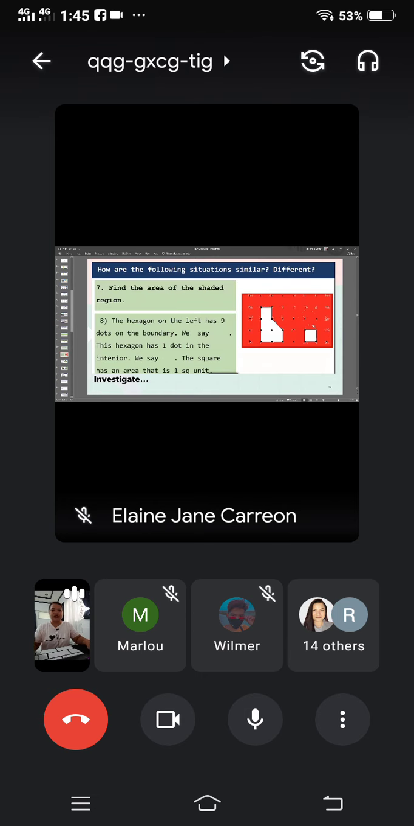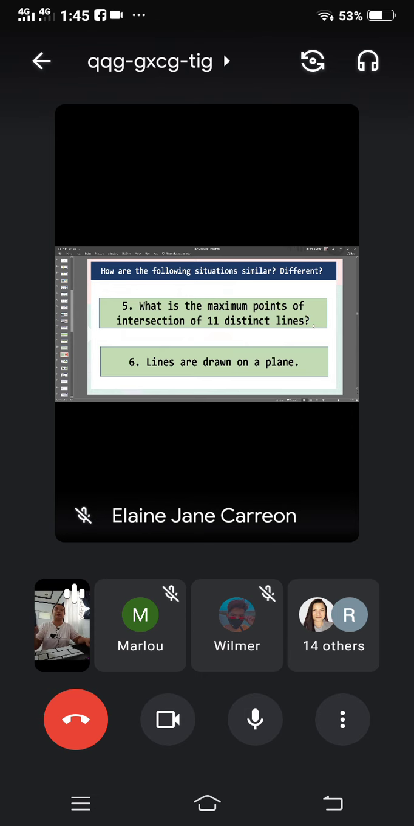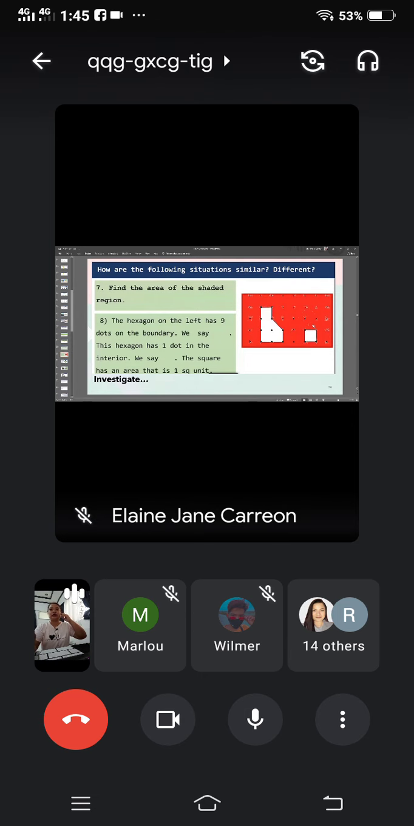Okay, sige. While you're getting ready with your piece of paper, let's have number 7 and 8 here. So, very good. Thank you very much for your response. Number 7 and 8, meron pa pala dito. Number 7, find the area of the shaded region. Can you see the illustration here? So, we have here a hexagon and a square.